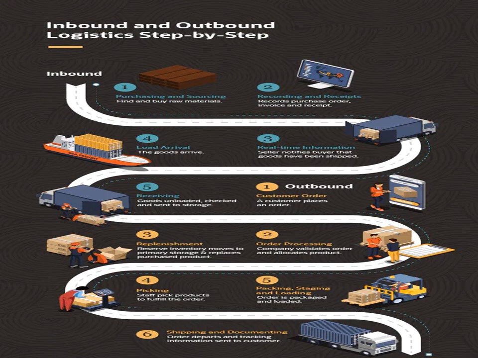The fourth step is picking. Picking means picking the products to fulfill the orders. And the next step is that we pack them and put the order up for loading, and then comes the loading, and then we start shipping and documenting the order for our customer.